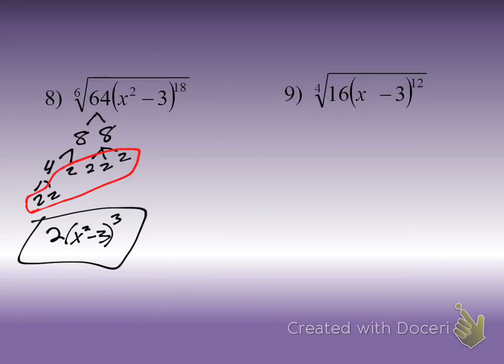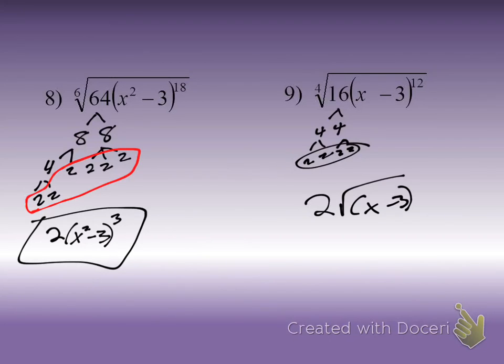So, last one here. 16 goes 4, 4. Each of them 4s goes 2, 2. So there's your 4 2's coming out as 1. Square root x minus 3. And that 12 turns into a 3. Fourth index turns into a 3.